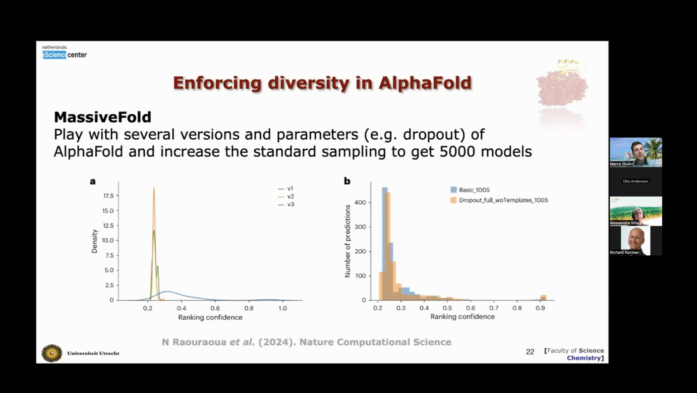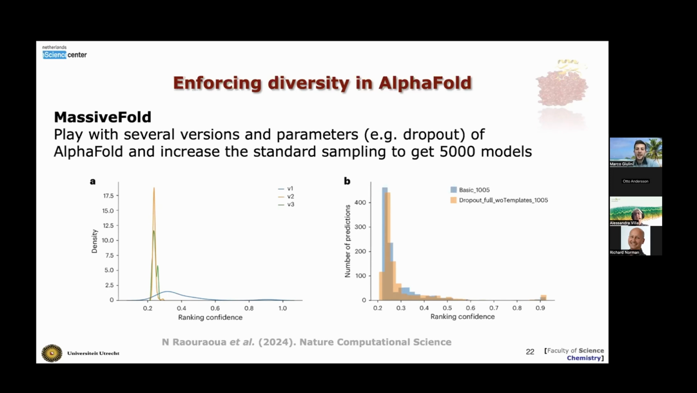Another approach to enforce diversity in AlphaFold is MassiveFold. So here it's more like a sort of a brute force approach, in which you play with several versions of the network and different parameters, for example, activating dropout or not, or using templates. And here you try to generate just simply more models in AlphaFold, so up to 5,000, I think. And this sometimes allows you to sample conformations that you could not observe with the standard AlphaFold pipeline. As you can see here, for example, the first version of the network, so AlphaFold 2.1, is working much better than version 2 or version 3.